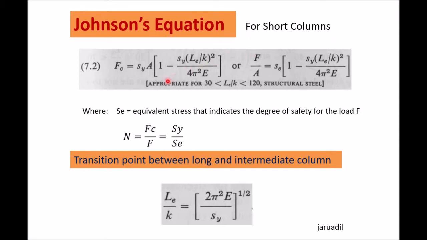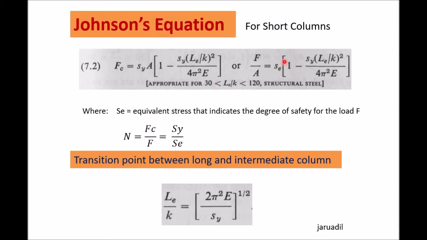So, ang sabi dito, FC is equal to SY times A multiplied by 1 minus SY times the quantity LE over K squared divided by 4 pi squared E. So, ito naman ang gagamitin mo if LE over K is greater than 30 but less than 120. Pag greater than 120, ang gagamitin mo yung Euler's equation.